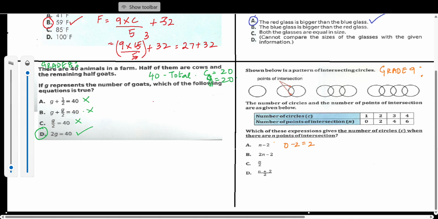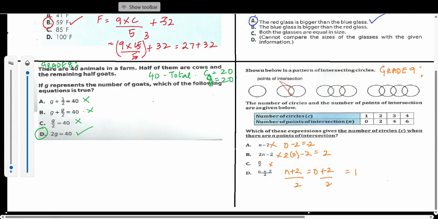Whereas here it is 1. So this option is wrong. 2 into 0 minus 2 is minus 2. But you should get 1, again wrong. N by 2: 0 by 2 is 0. But there is 1 here. This is n plus 2 by 2: 0 plus 2 by 2 is 2 by 2, which is 1. Matches with this. Now, this is the first option that is matching.